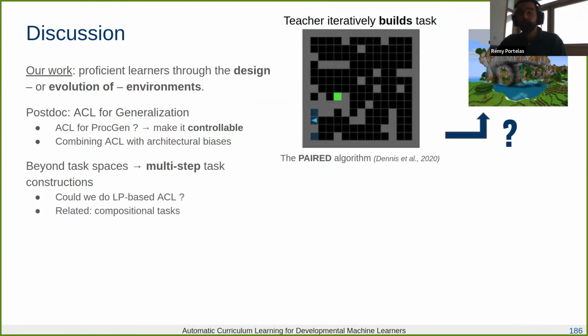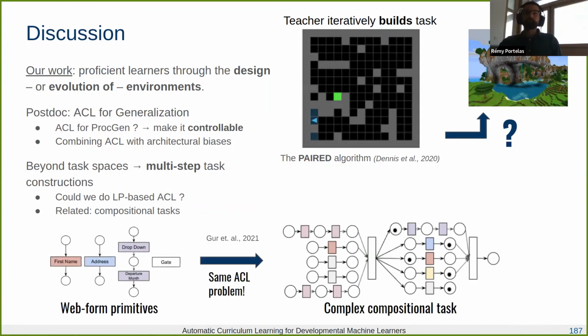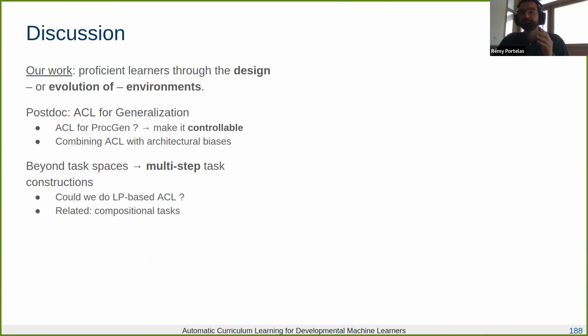And by the way, making progress in that realm could also impact related problems, such as learning teacher algorithms able to create compositional tasks from primitive subtasks. For example, this has recently been done in a paper from Gur and colleagues, where they used an ACL system similar to PAIRED and applied it to guide the learning of a DRL agent, learning to fill online forms. So finally, an agent able to withstand online administrative mazes.